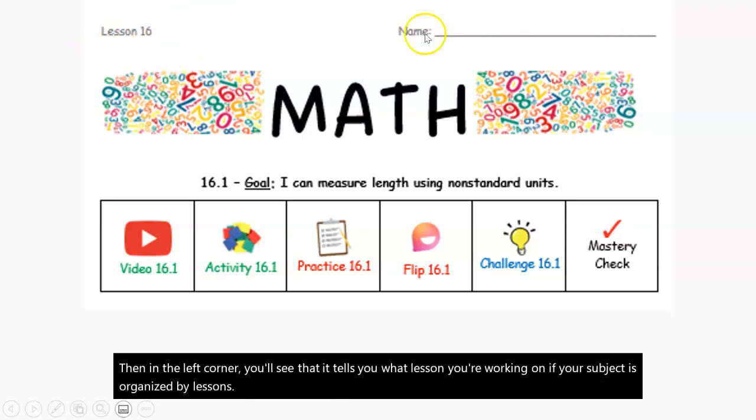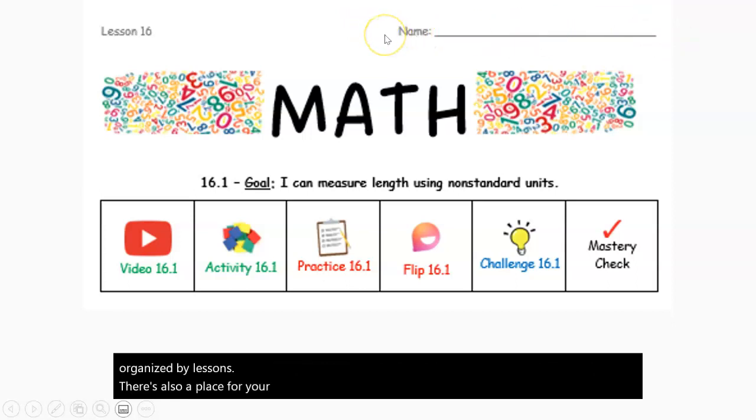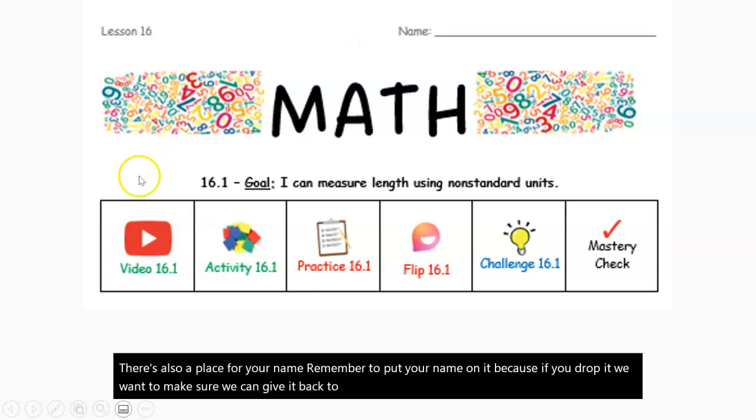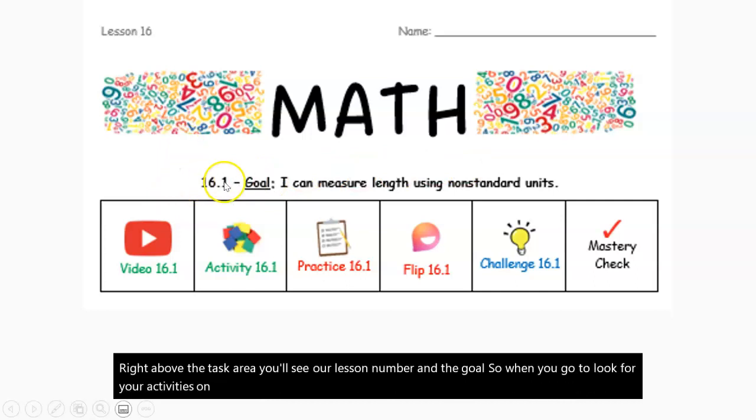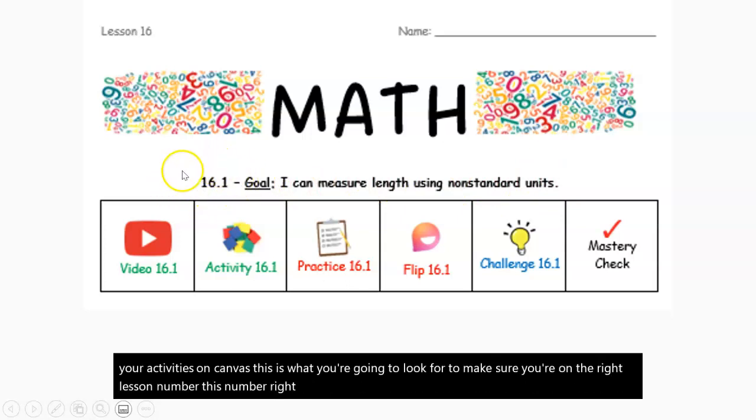There's also a place for your name. Remember to put your name on it, because if you drop it, we want to make sure we can give it back to you. Now, right above the task area, you'll see our lesson number and the goal. So when you go to look for your activities on Canvas, this is what you're going to look for to make sure you're on the right lesson number, this number right here. So this lesson is 16.1, and the goal is measuring length with non-standard units.